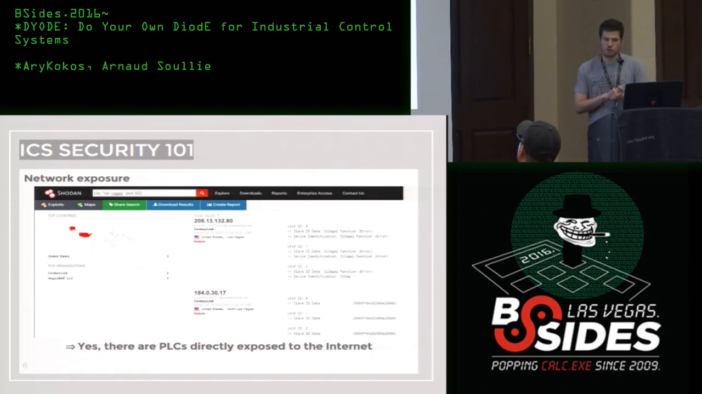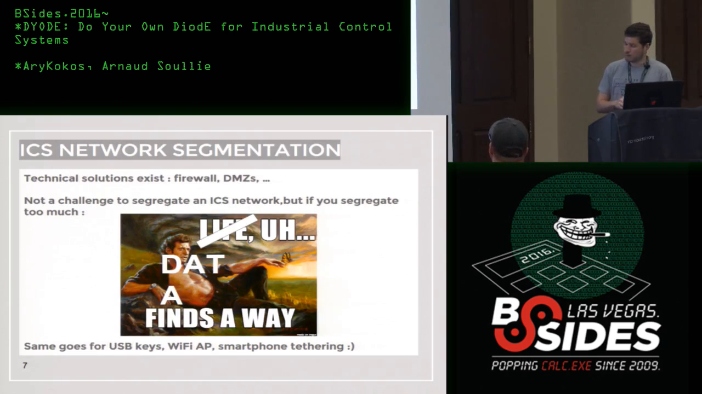Second thing, network exposure. You may think that those PLCs are in specific plants and factories, and so they must not be reached from the outside. That's not really the case. You have plenty of PLCs directly exposed to the internet. That's a Shodan search I did maybe last week. You can see that there are 3 Modbus devices in Las Vegas. I don't know where, and I did not perform any kind of test. My point is that you have devices exposed to the internet, and as soon as you have network access, you can fully compromise the device. So that's really bad.